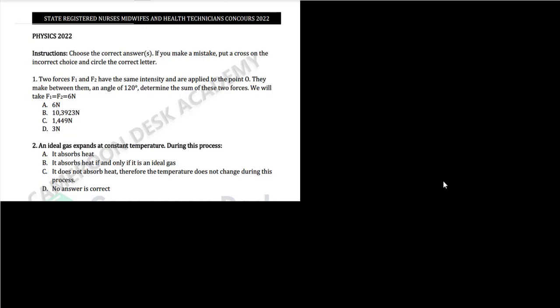Question number 1. Two forces F1 and F2 have the same intensity and are parallel to the point O. They make between them an angle of 120 degrees. Determine the sum of these two forces. So we will take F1 equal to F2 equal to 6 Newton. So that information is very vital. So I have F1 is equal to F2, which is equal to 6 Newton. So those are the magnitudes of our forces.